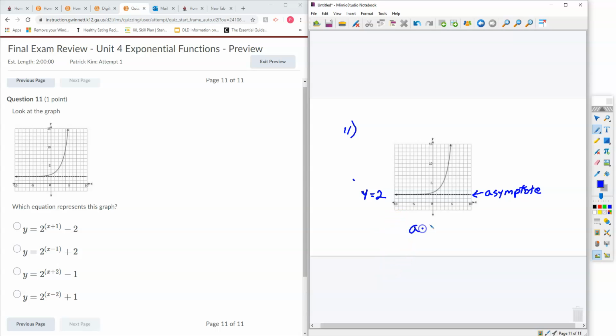Well, in an exponential function equation, k is your asymptote. So whatever your asymptote is, this number is k. I kind of gave it away. So now you just have to decide, what's the correct answer, A, B, C, or D?